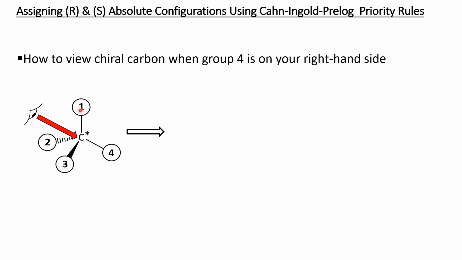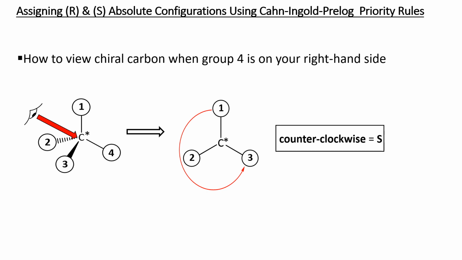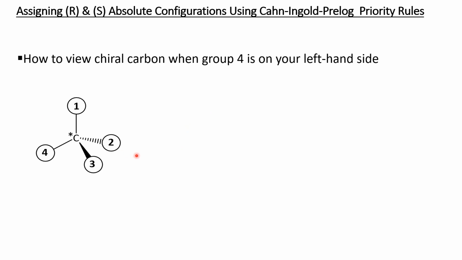Redraw this structure such that group 3 will be placed to your right, and group 2 to your left, and group 1 pointing up. Then draw an arrow connecting groups 1, 2, and 3, which will result in a counterclockwise direction, giving you an S-absolute configuration.